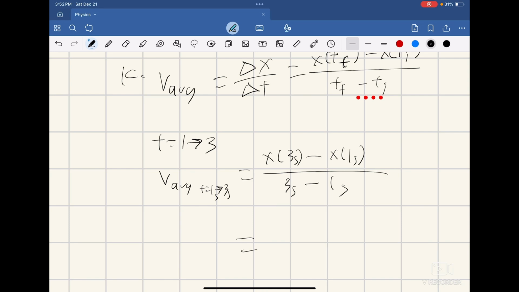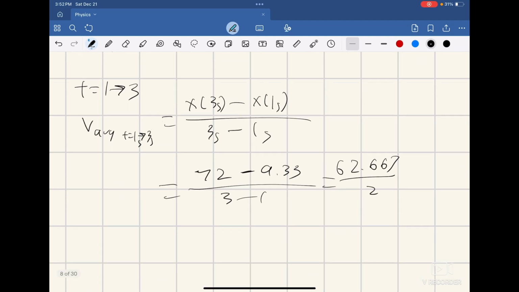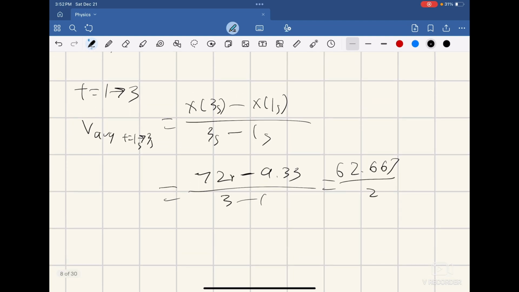And x of 3 is given to us as 72, and x of 1 is given to us as 9.33. And 3 minus 1, and that simplifies to 62.667 over 2. Oh, I should write this down. Meters per second. So this is what we're left with, and it is just 31.33 meters per second in the positive x direction.